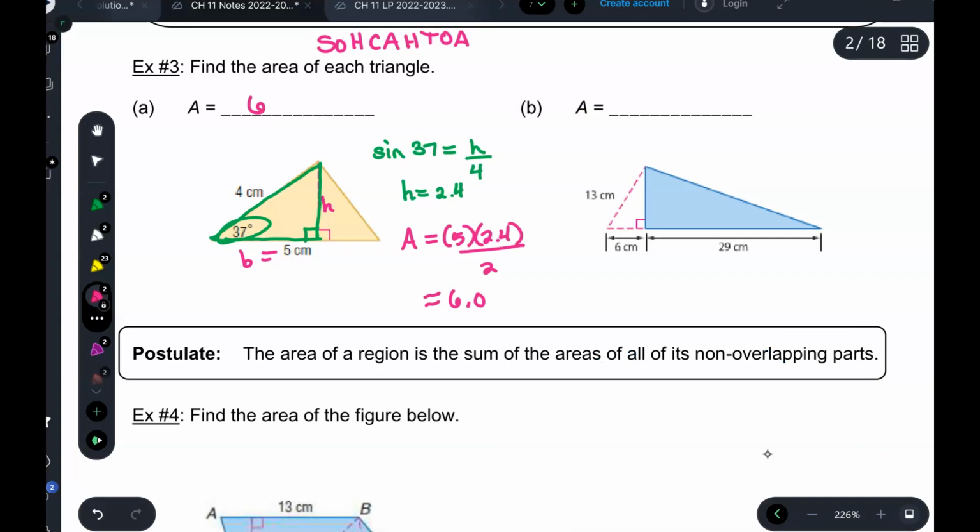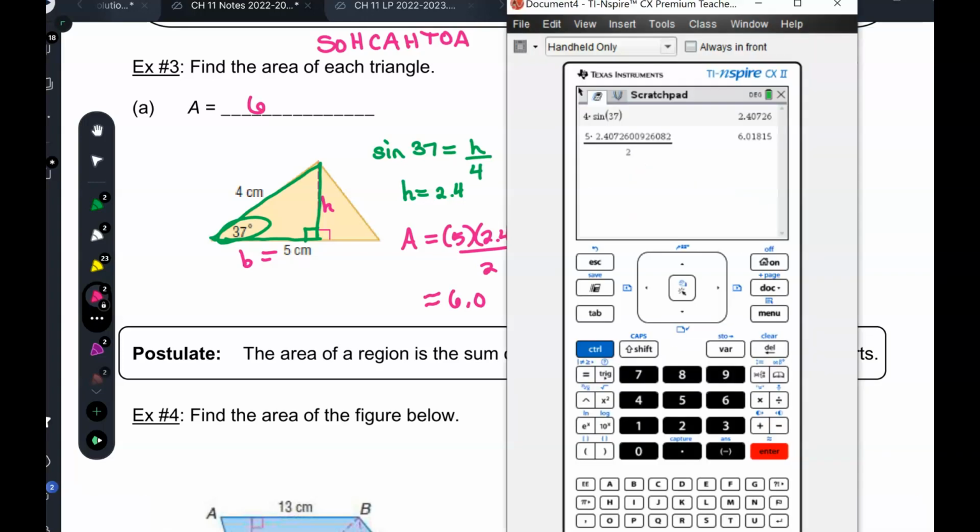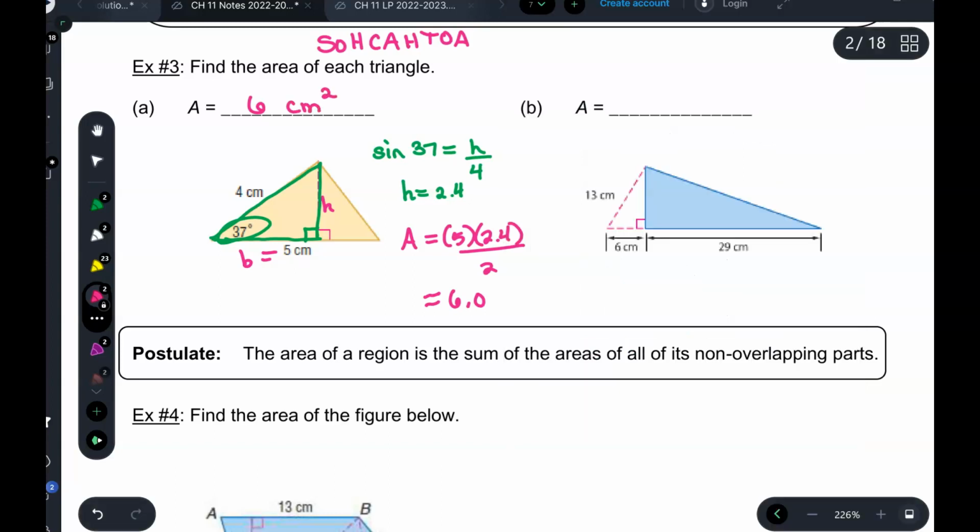Wait, I'm very confused. What did you get? That's the height. You didn't multiply the height yet, though. Divided by 2. Oh, yeah. The base times height divided by 2. Never mind, I got it. So I got about 6.0, and this will be square centimeters. So anytime we have area, we need to put the little squared sign on it.